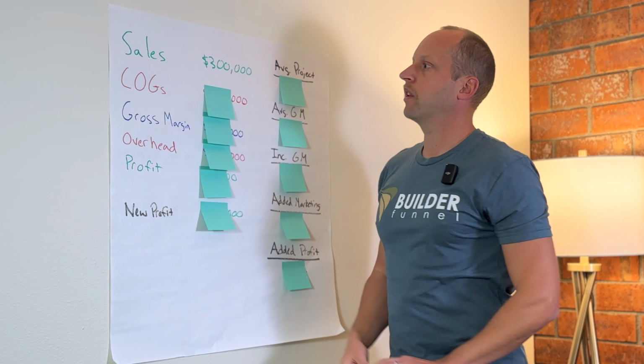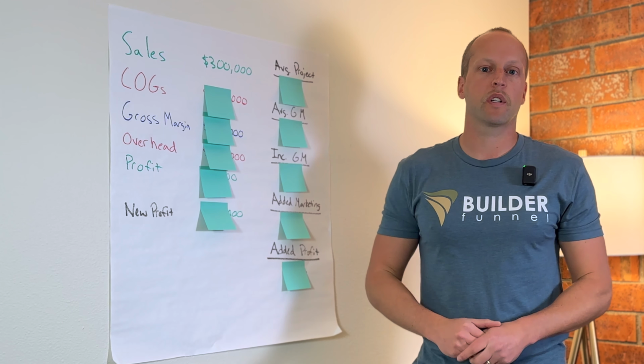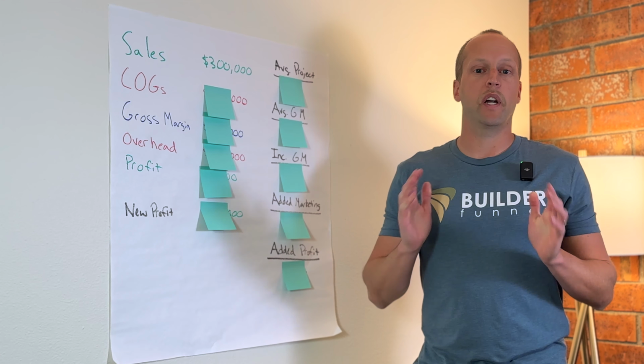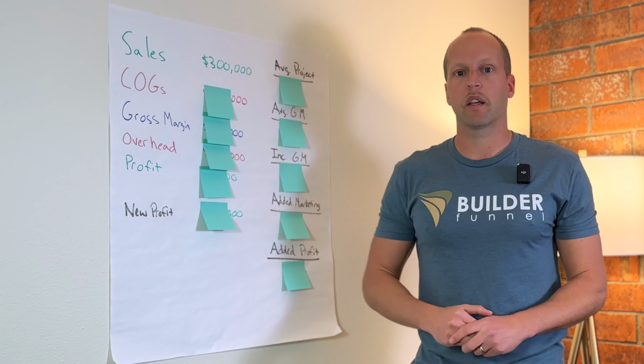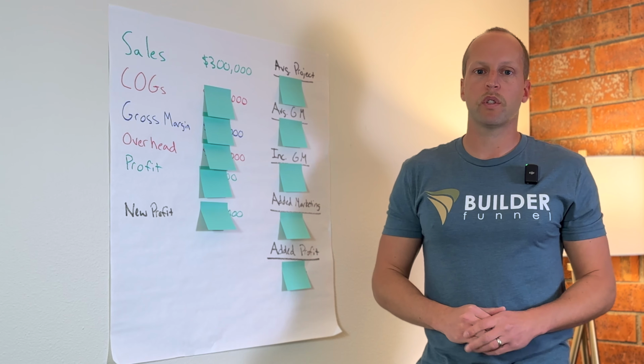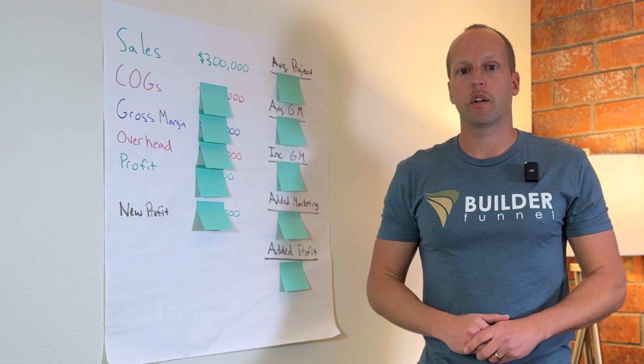So we're going to start with a company that is doing $300,000 a month. So that puts you at $3.6 million per year. That is a very common space to get stalled out in. I see a lot of remodeling companies and custom builders, but mostly remodeling companies get stalled in that $2.5 to $3.5 million per year range.